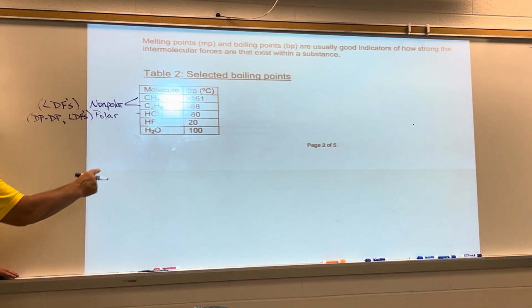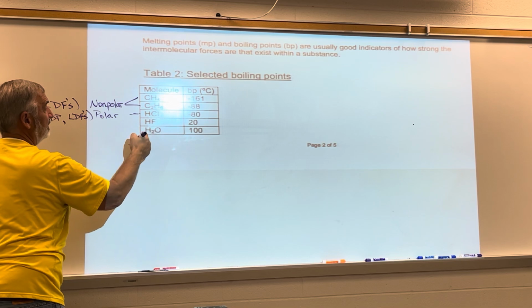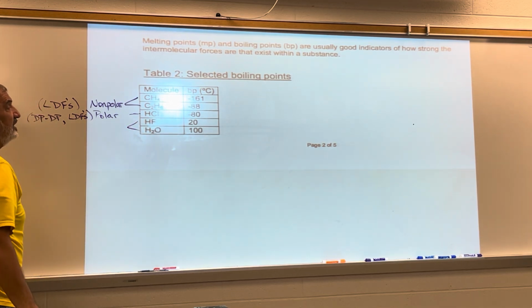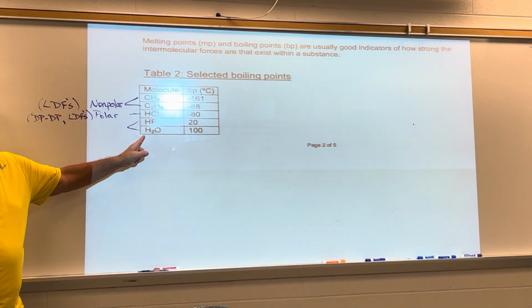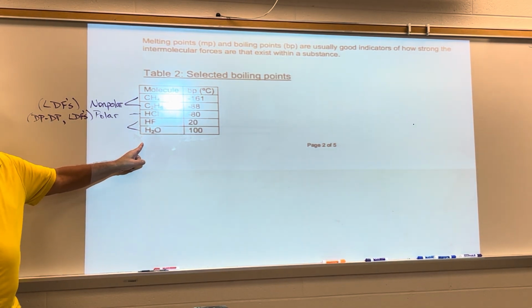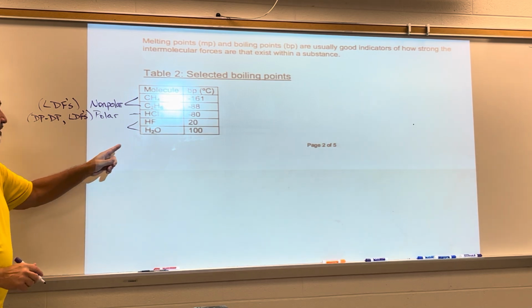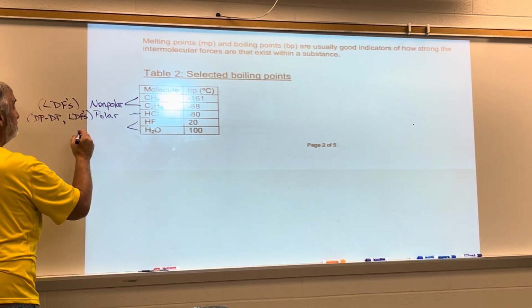And then what about these two? What's unique about them? Hydrogen bonds. They have hydrogen bonds. And how do we know that? FON. Fluorine, oxygen, nitrogen. But not only that, you've got to have a hydrogen attached directly to them. So you have HF, and so these have hydrogen bonds.